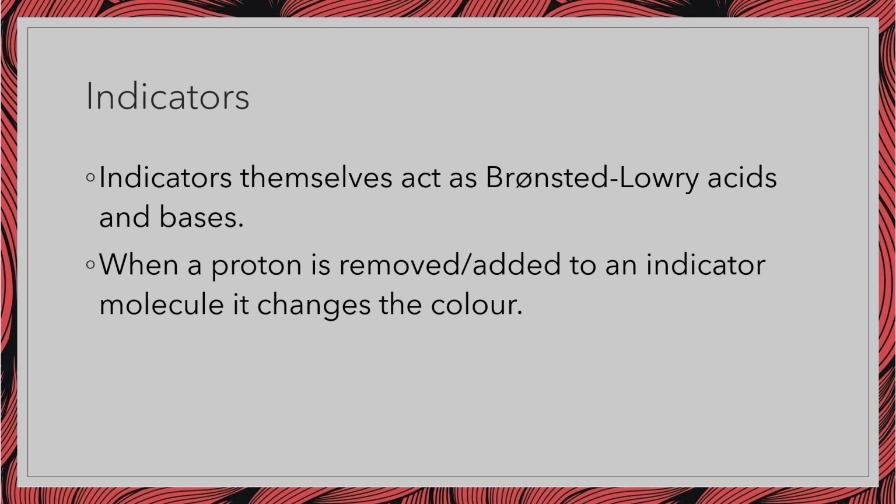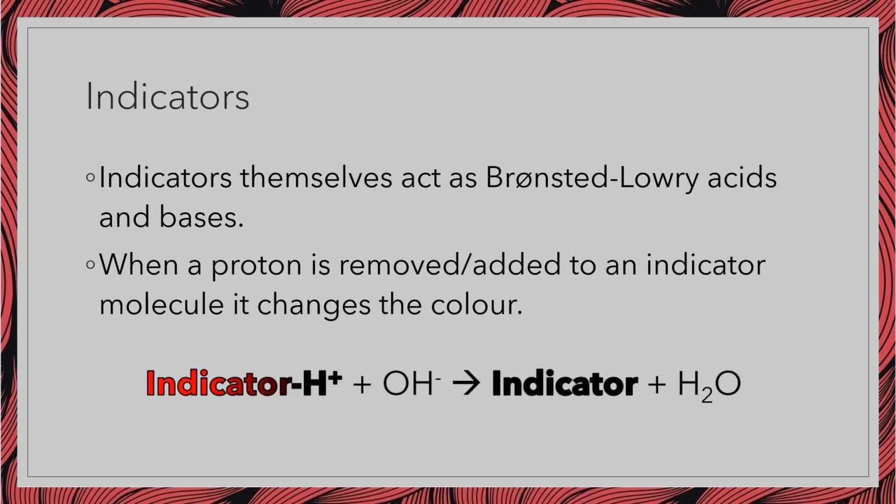When a proton is removed or added to an indicator molecule, it changes the color. So for example, an indicator with a H plus on it is red, hydroxide comes along, increases the pH, removes that hydrogen, and our indicator without the H plus is now blue, and we've got water as the byproduct.